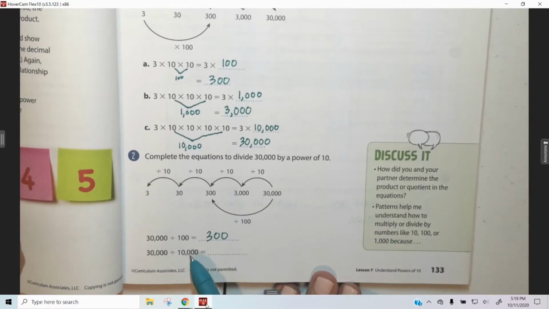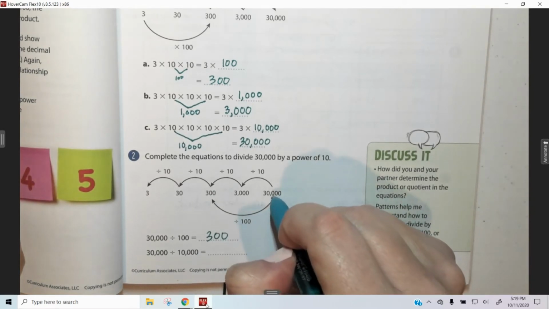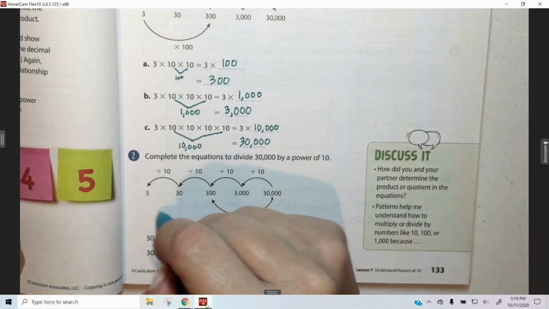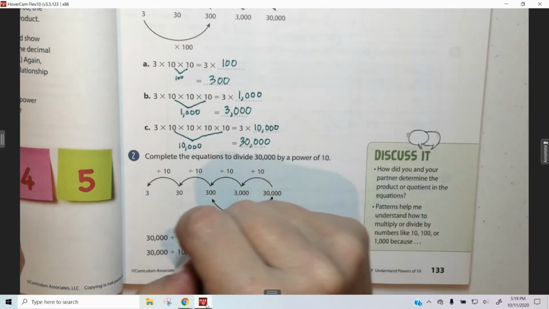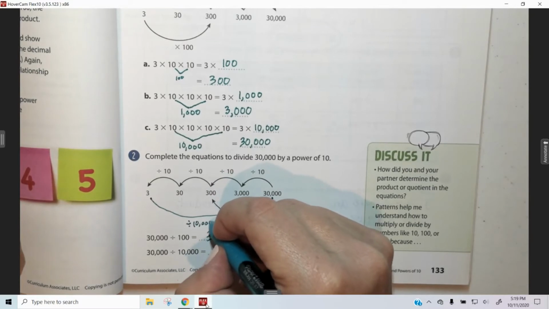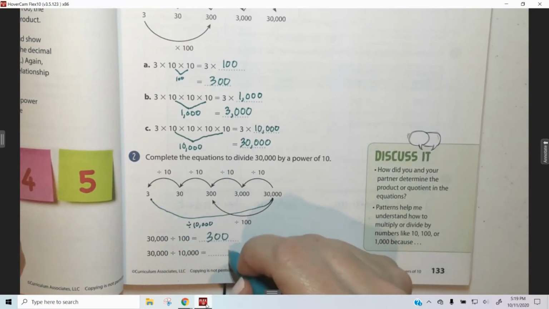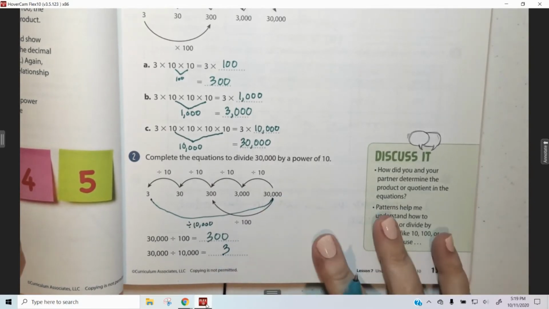Now, 30,000 divided by 10,000, if you look at the zeros, it's going to help you out. If we made 2 jumps, that was 2 zeros. Well, we have 1, 2, 3, 4 zeros. So we're going to make 4 jumps. 1, 2, 3, 4. So we're going to come all the way over here and divide by 10,000. So 30,000 divided by 10,000 equals 3.